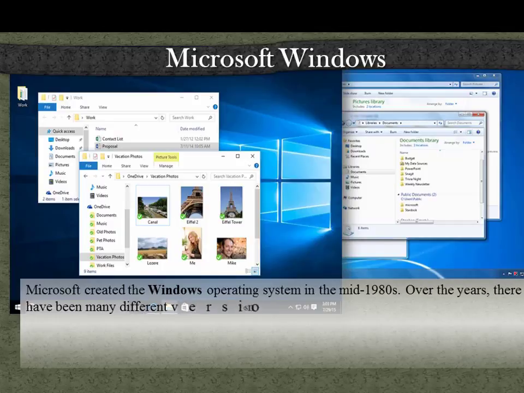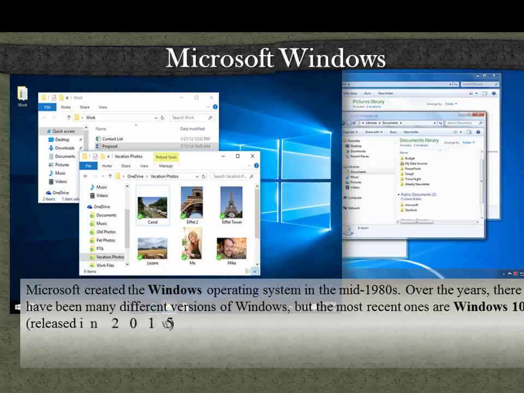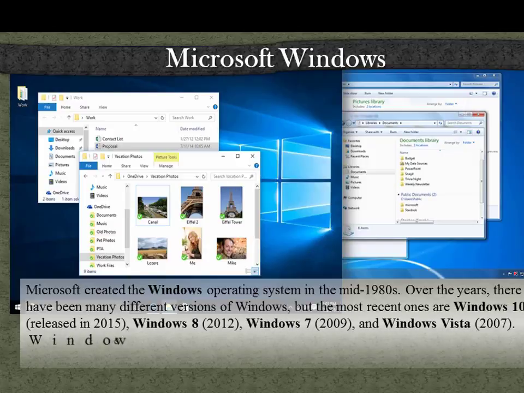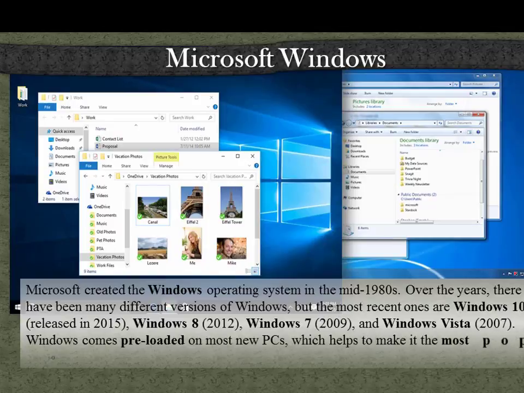This operating system called Windows was created by a company called Microsoft in the mid-1980s. Over the years, there have been very many different versions of Windows, but the most recent ones are Windows 10, released in 2015, Windows 8 released in 2012, Windows 7 released in 2009, and Windows Vista. We also have Windows XP released in 2002.